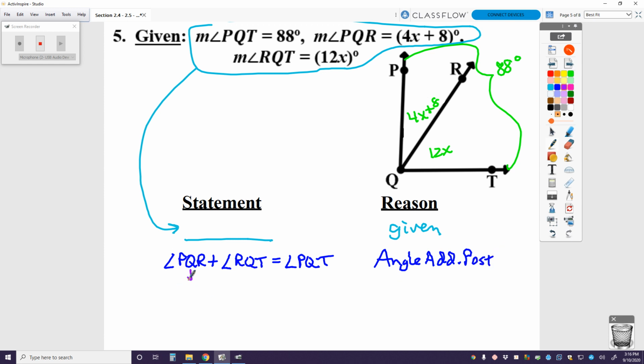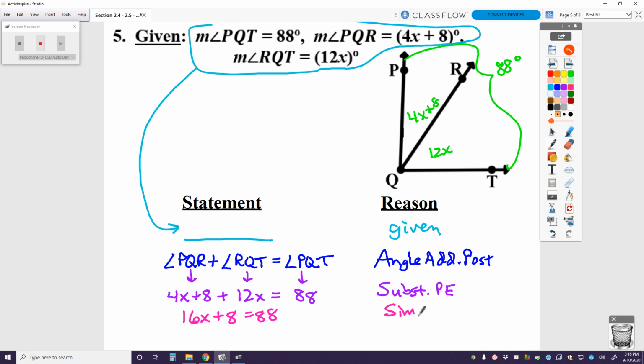Now we can make those substitutions. So angle PQR, that was 4x plus 8. Angle RQT, that was the 12x. And angle PQT, that was 88. So we just did 3 rounds of the substitution property of equality. Next up, we get to combine our like terms. Altogether, we have 16x plus 8 equals 88. So simplify.